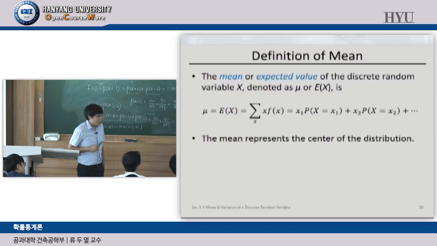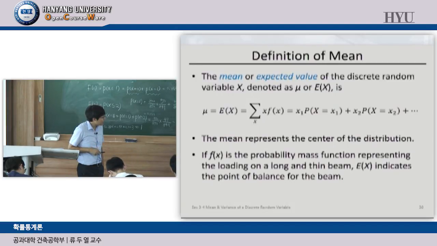So the mean represents the center of the distribution. And if f(x) is the probability mass function representing the loading on a long thin beam, E(x) indicates the point of balance for the beam. This can be explained in a later slide, okay?